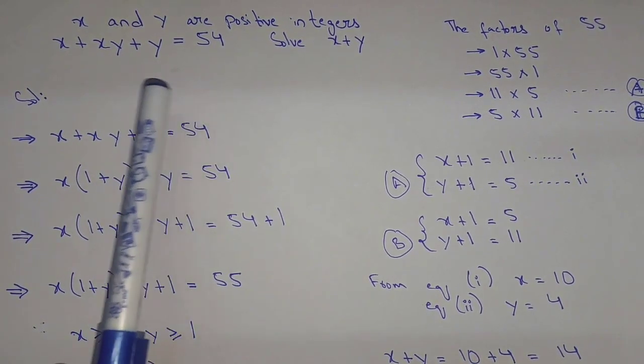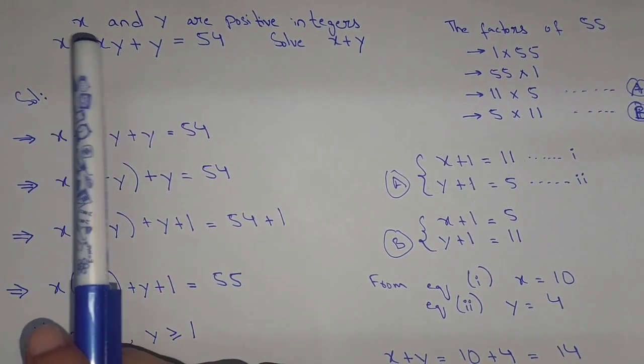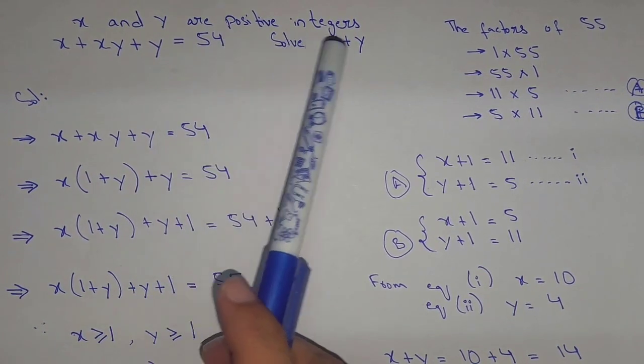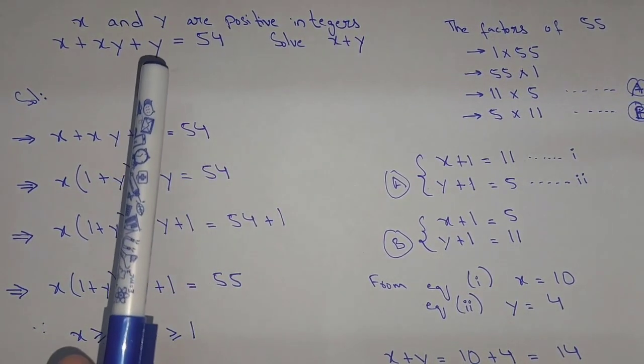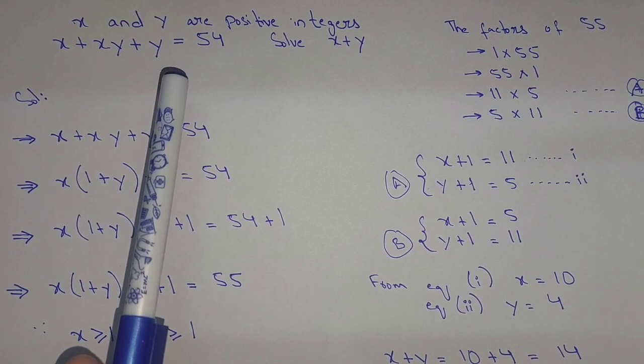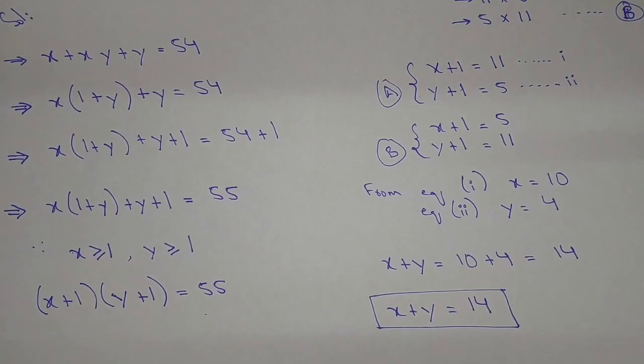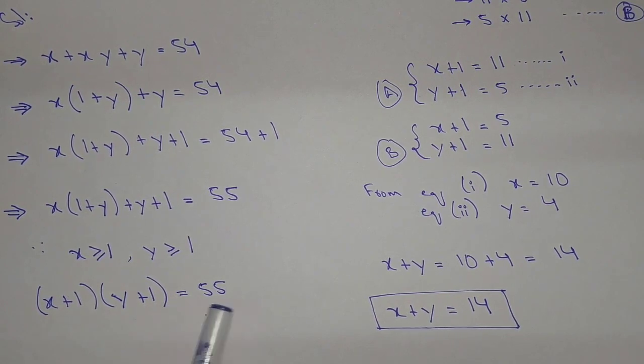Now you can see in the question it is given that x and y are positive integers. So positive means something that is greater than 0. It means we can say that x is greater than or equal to 1, and in the same way y is also greater than or equal to 1. So we can write (x plus 1) into (y plus 1) equal to 55.